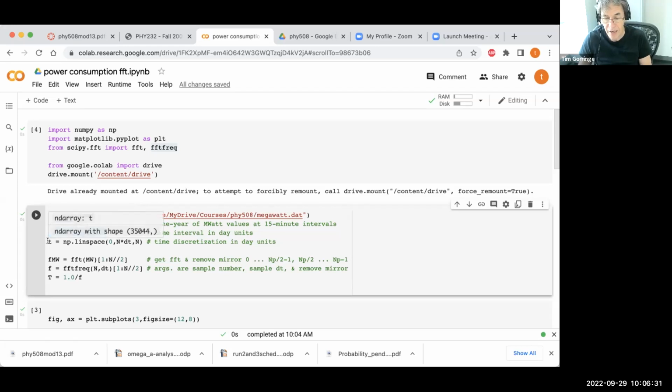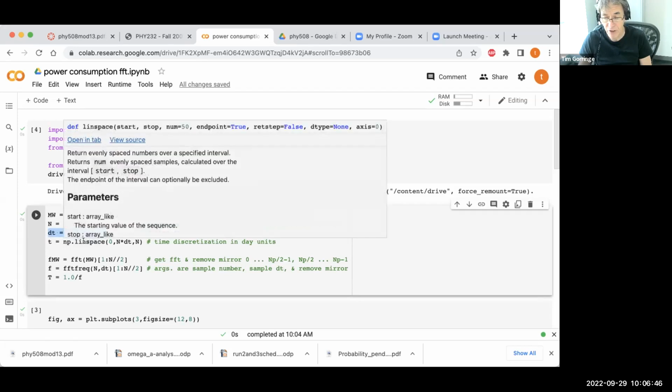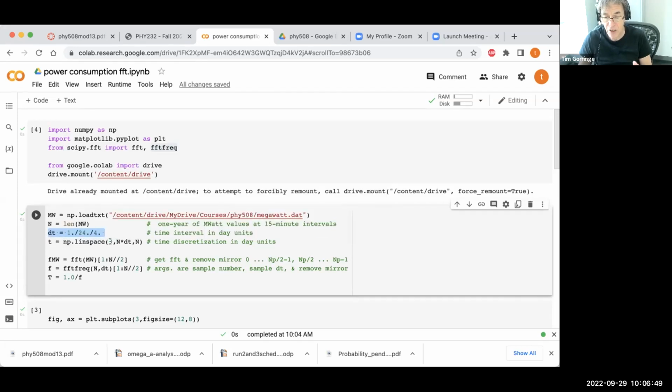I also want to make an array of all of the times throughout the year in units of days. So I've created an array here with the NumPy function linspace, starting from 0, running to the end of the year in units of days, and having the roughly 36,000 data points correspond to all the data points that are read in. So that's n, dt, and t.